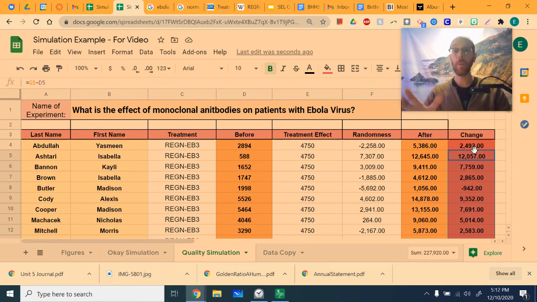Okay, so I have shown you my simulation. I want you to keep in mind that the principles of your simulation will be the same, but the exact steps that you take might vary depending on what your experiment is.